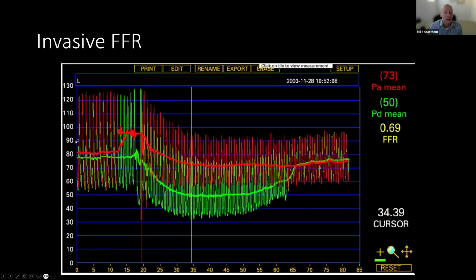This is what it looks like in the cath lab when the vessel is at rest, no vasodilator. The pressures are equal or nearly equal, proximal and distal to the stenosis. You give the vasodilator. The pressure drops off disproportionately distal to the stenosis, and that gives you your fractional flow reserve.